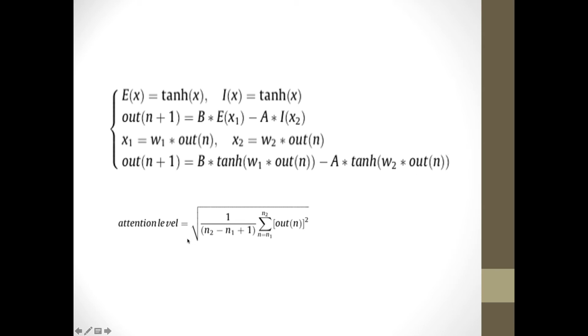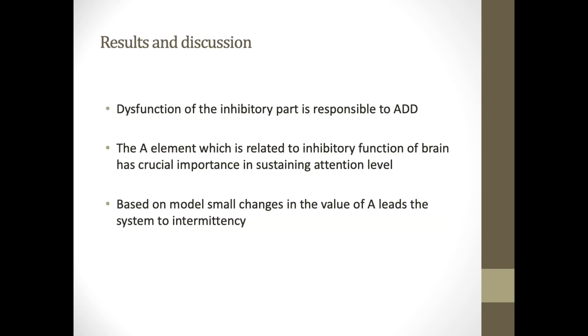And by combining all this information, we can have a linear model for attention level, and it's equal to the radical of 1 over n2 minus n1 plus 1, summation of n equal n1 to n2 of output squared. This function of inhibitory parts is responsible for ADD.